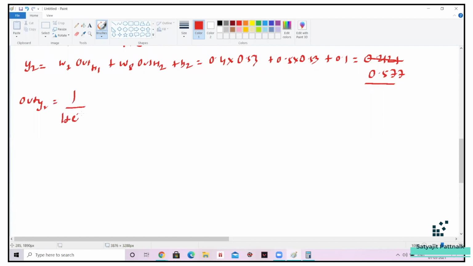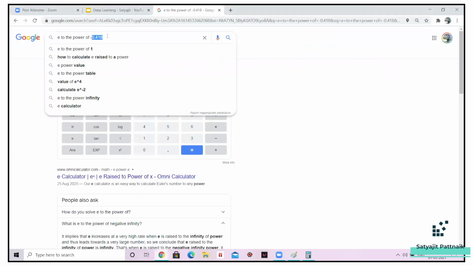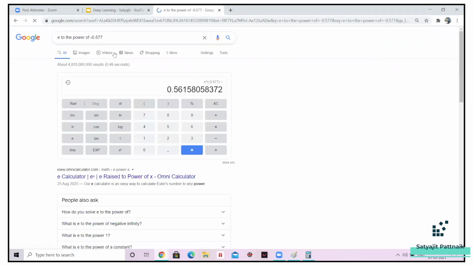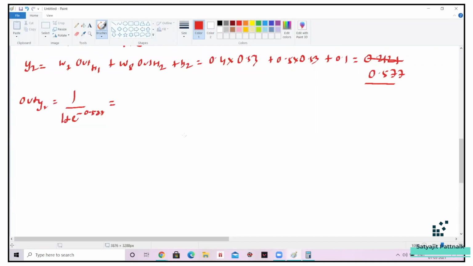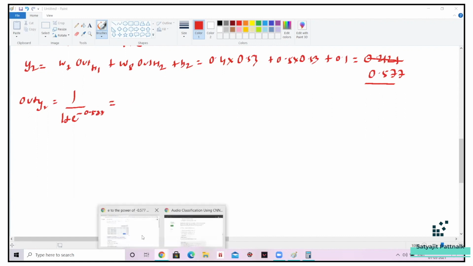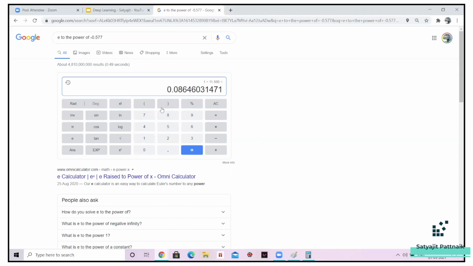1 by 1 plus e to the power of minus 0.577. So this value will be, let's calculate, e to the power of minus 0.577 is 0.56. So 1 divided by 1.56. It's nothing but 0.08. Okay. So the output of Y2 is, there should be some mistake once again. Okay, my bad. What is the value? 1 divided by 1.56.